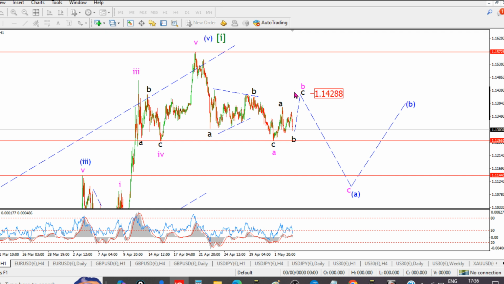So once this completes about 114, we'll head lower down into wave C again. So 3 waves down to wave A. That's what I'll be looking for.